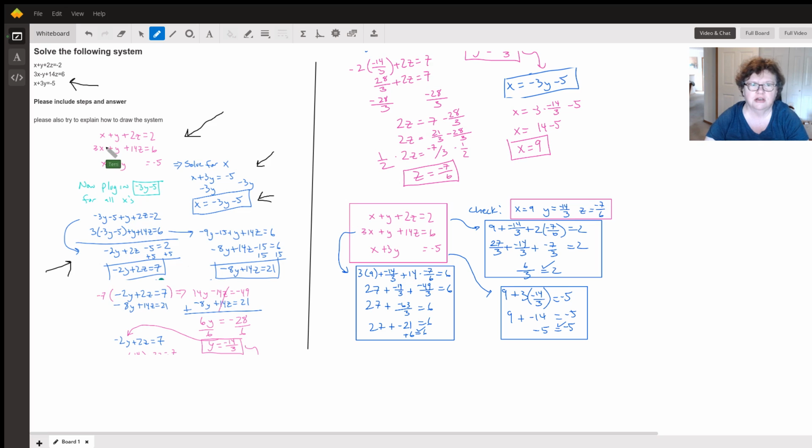So the first equation, the x right here, got replaced with negative 3y minus 5. In the bottom equation here, I replaced that x with the same thing. And then what I did down below is I just showed you the simplification. So the top equation, I just simplified it down to negative 2y plus 2z equals 7. The bottom equation, I simplified down to negative 8y plus 14z equals 21.